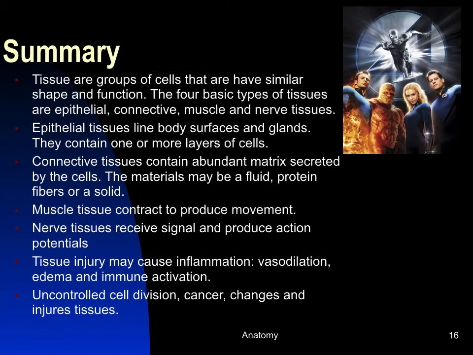Okay, so to summarize, tissues are groups of cells that have similar shape and function. There are 4 basic types of tissue: epithelial, connective, muscle, and nerve tissue. Epithelial tissues line body surfaces inside and out. They form glands. They contain 1 or more layers of closely packed cells. Connective tissues have abundant matrix secreted by relatively few cells. The material may be a fluid, it might be protein, or a solid. Muscle tissues contract. The cells contract to produce movement. Nerve tissues receive signals and produce action potentials.